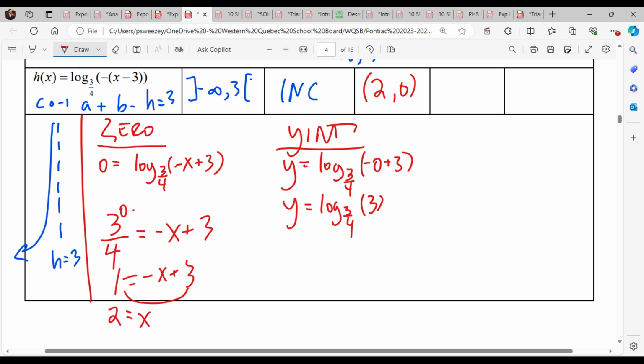This one's a little bit more challenging, but 3 over 4 to the power of what would give you 3? Is it 1 over 2? It's a negative, because you're going to be taking it and flipping it around.